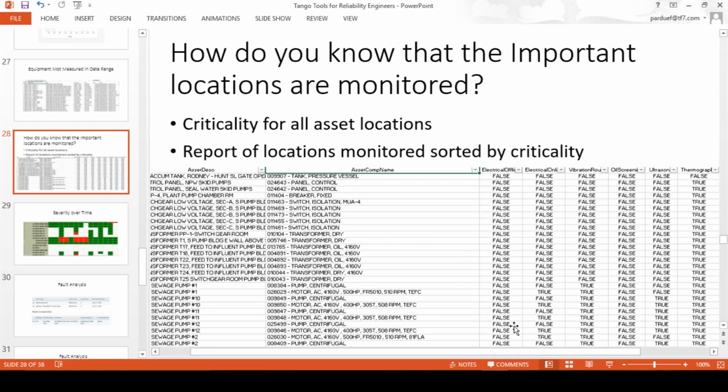And so, one of the things that you could do is you could go through and look at each one and say, have I applied the technologies? But what I would recommend is you set a criticality for each, especially the high criticality pieces of equipment. And then you run this report sorted by criticality. So I've got all my high criticality machines at the top, and then I look at those high criticality machines to see, am I applying vibration? Am I applying thermography and ultrasonics? Am I applying the technology that I should apply?